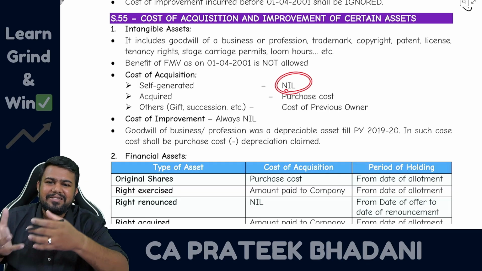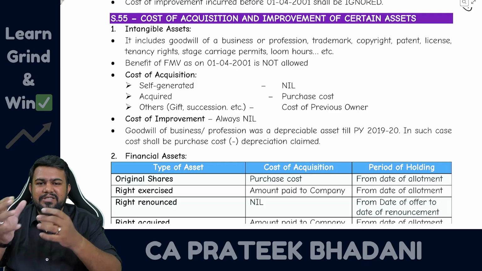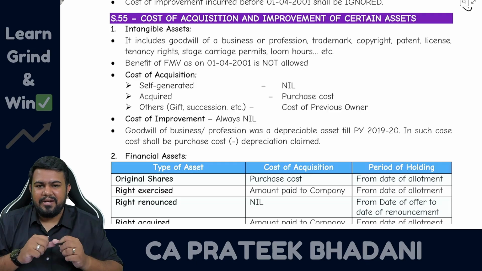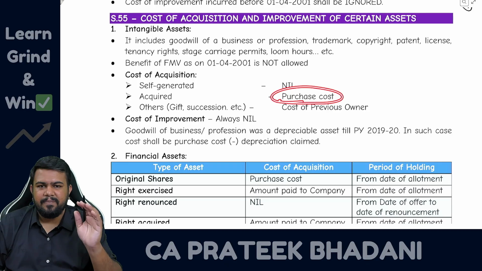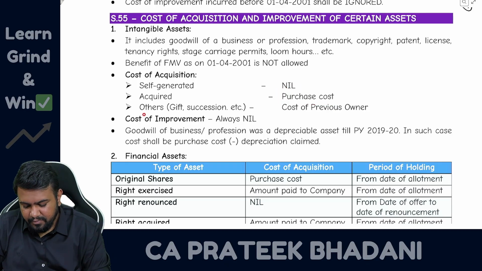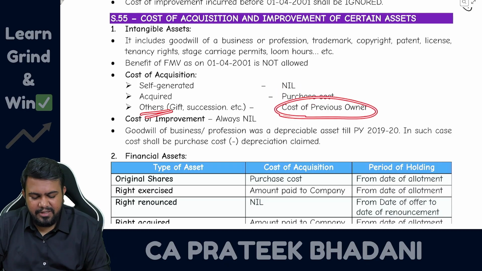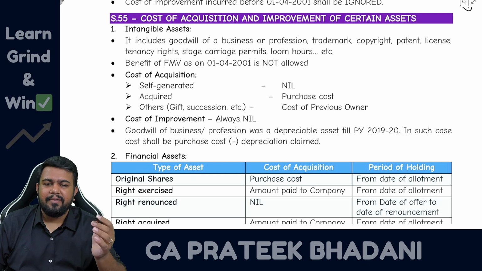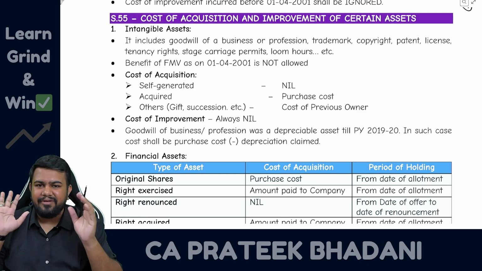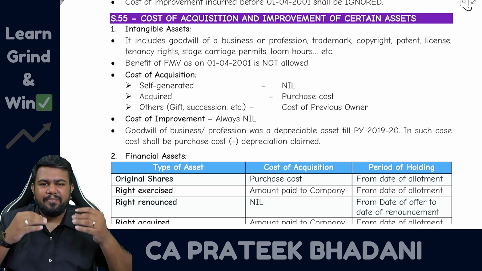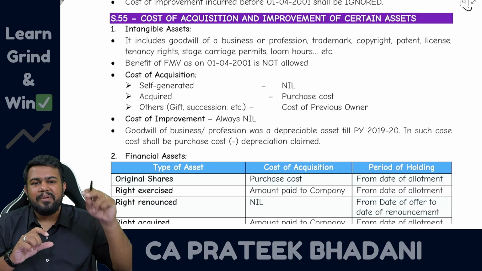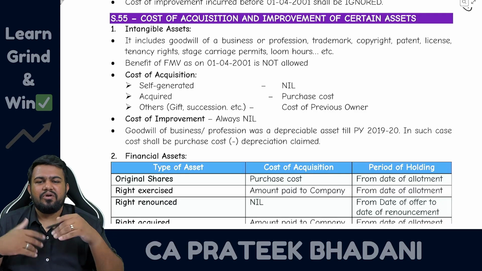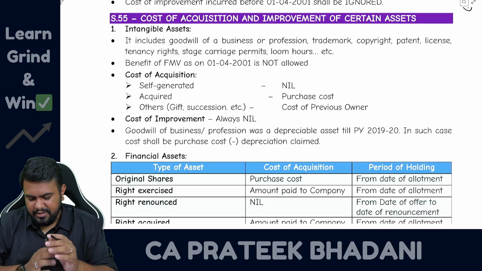If I have purchased the intangible asset, let's say I have purchased the goodwill or the patent, in such case, the cost of the asset will be the purchase cost. Then in any other case, it can be the cost of the previous owner. For example, my father was having a patent. Now he has gifted that patent to me. Now what will be the cost of this patent? It will be my father's cost. Previous owner cost will be the cost of acquisition.